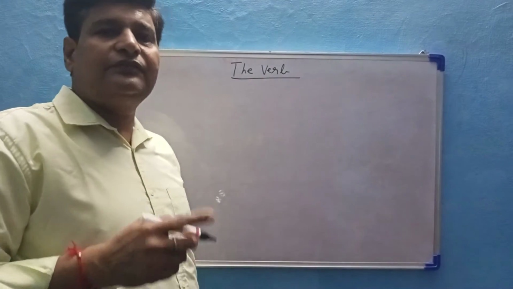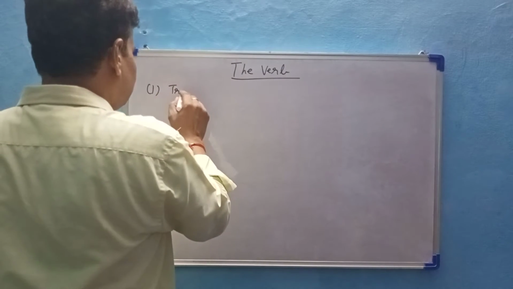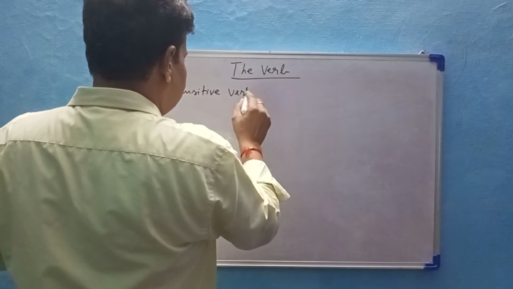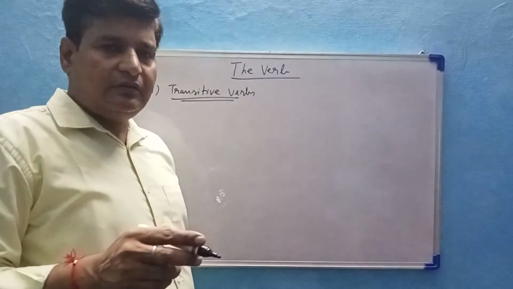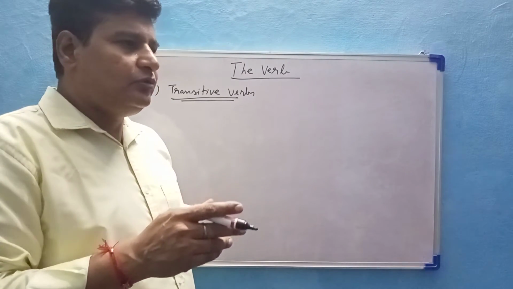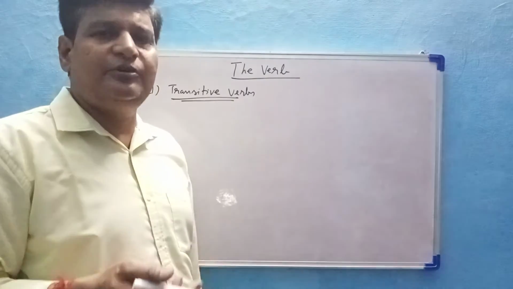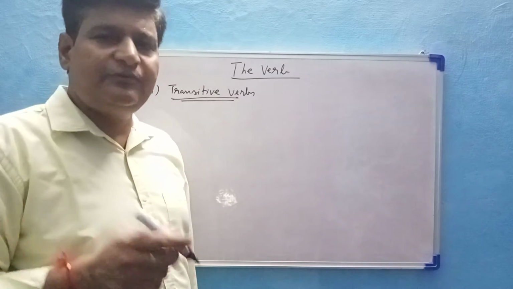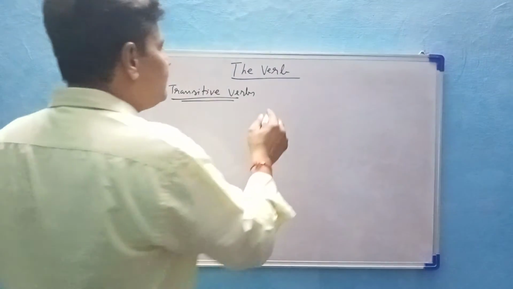The first category is transitive verbs. The word transit means passing from one state to another. You might have heard about transit points. On the border there are certain transit points. Goods of one country pass over to another country through these transit points. So this word transitive actually means passing over, when the action passes over.